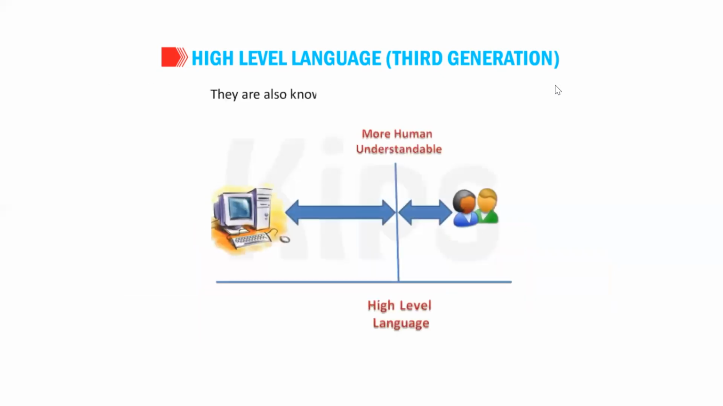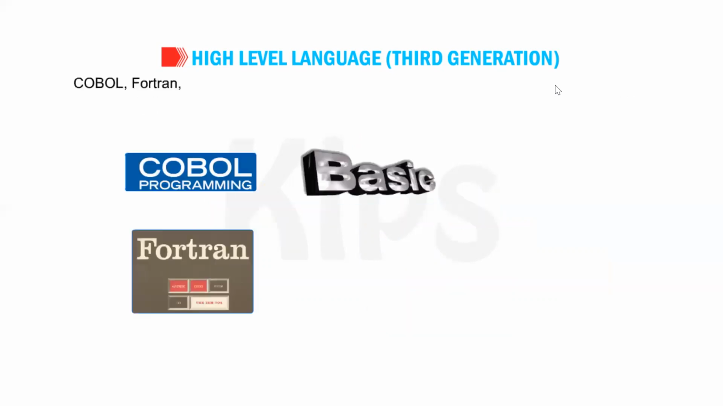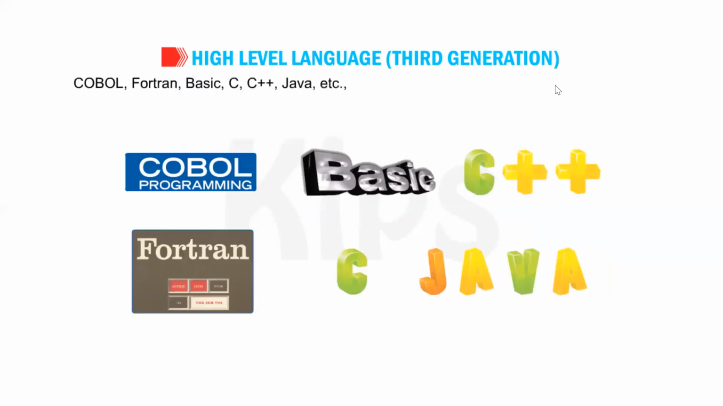They are also known as high-level languages, HLL. High-level language is quite similar to the English language. COBOL, Fortran, BASIC, C, C++, Java, etc. are some of the very popular examples of high-level languages.